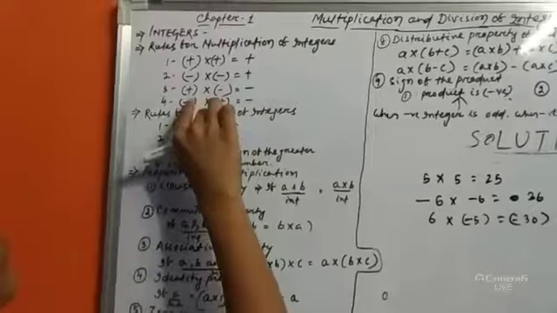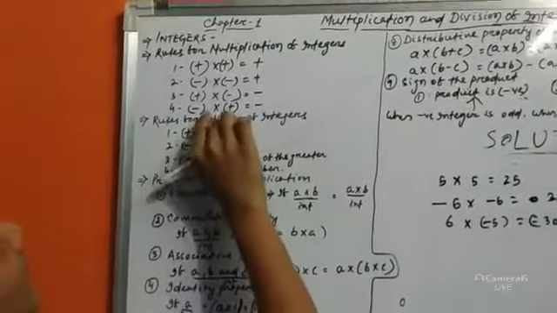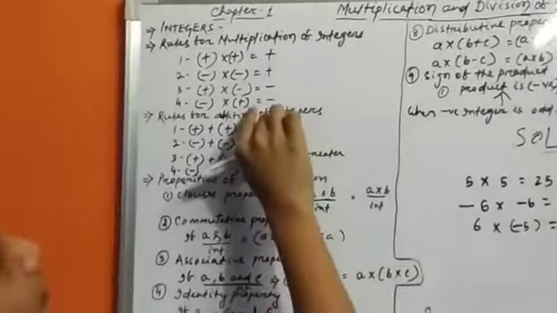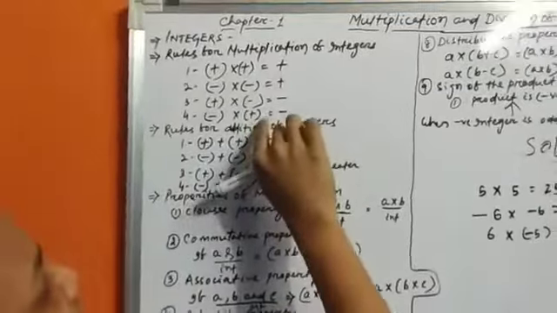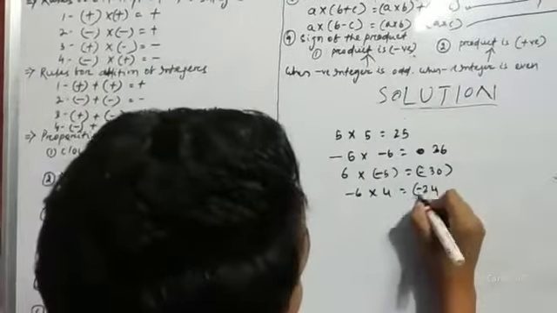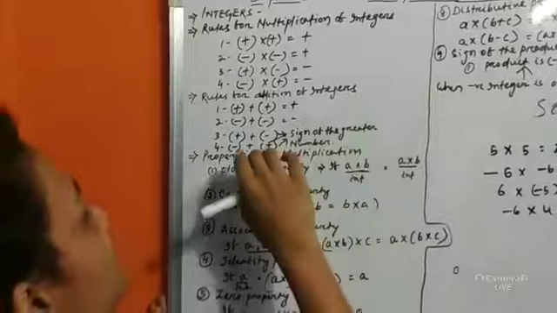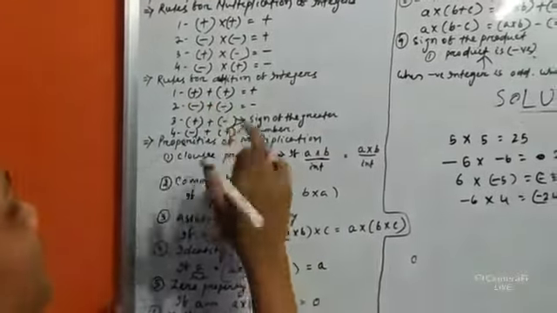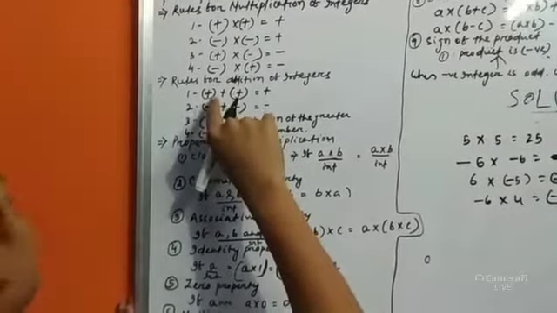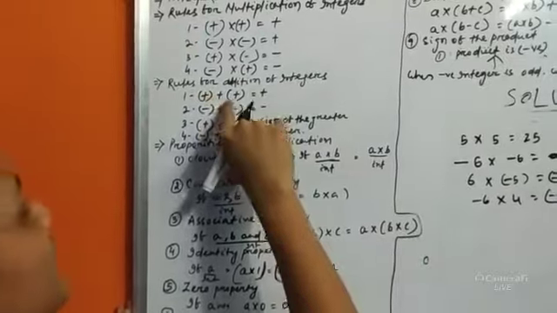When a negative integer is multiplied by a positive integer, it gives a negative integer: -6 into 4 equals -24. Now there are some rules for addition of integers. When a positive integer is added to a positive integer, it gives a positive result.